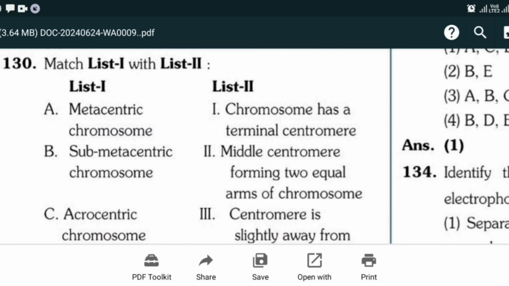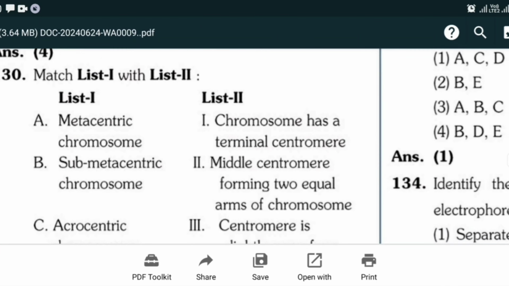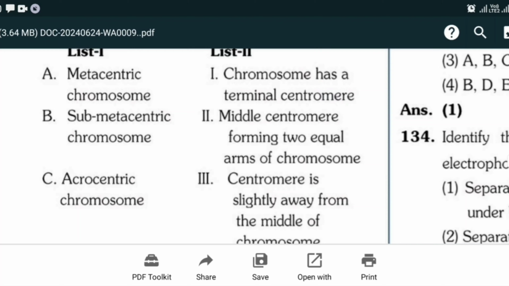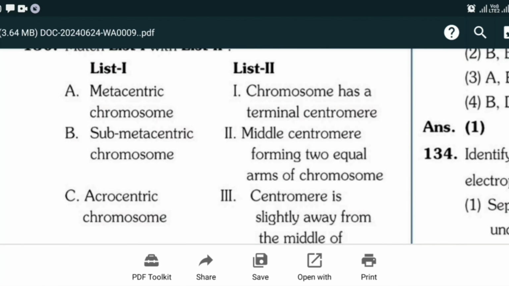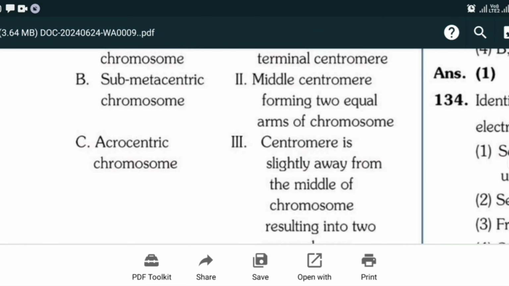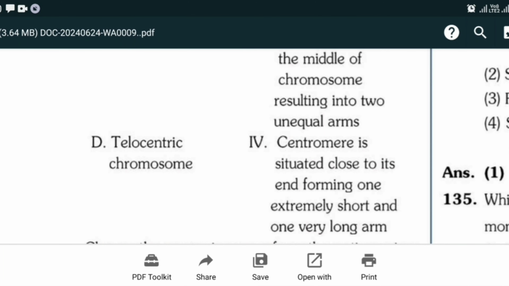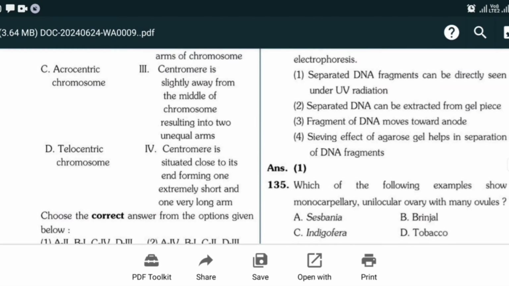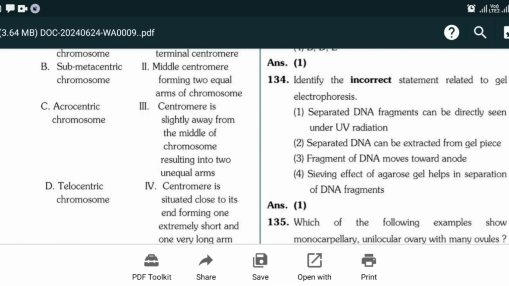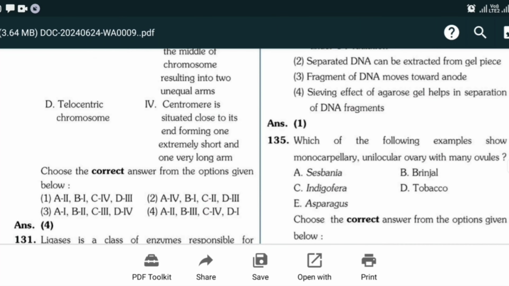Then 130. Metacentric. See, this is a direct question from the diagram in the cell unit of life. Metacentric is a middle centromere forming 2 equal arms of the chromosome. Then submetacentric is where the centromere is slightly away from the middle of the chromosome, resulting in 2 unequal arms. Then acrocentric chromosome has the centromere situated close to its end, forming one extremely short and one extremely long arm. Then telocentric has a terminal centromere. So the correct answer will be the fourth option.